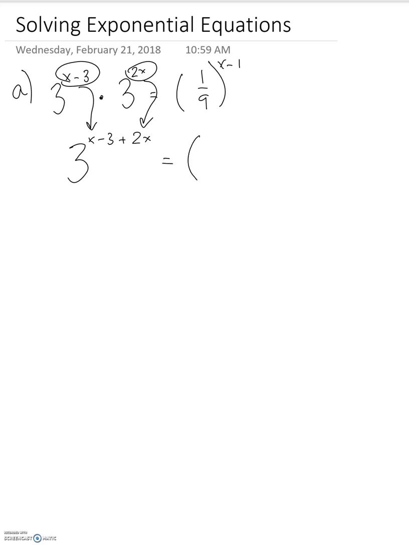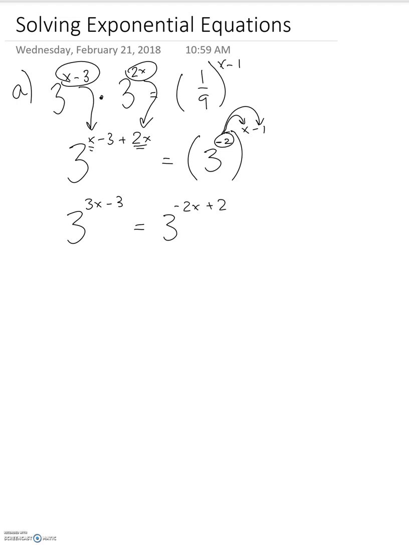On the right hand side of the equal sign, I will change my 1/9 to a base 3. 1/9 is the same as 3 to the negative 2, and my exponent stays the same on the outside of that set of parentheses. I have like terms in this exponent, so I'm going to make that 3 to the 3x minus 3. And on the right side, remember, exponents raised to exponents get multiplied. This is a distributive property, so I end up with 3 to the negative 2x plus 2.